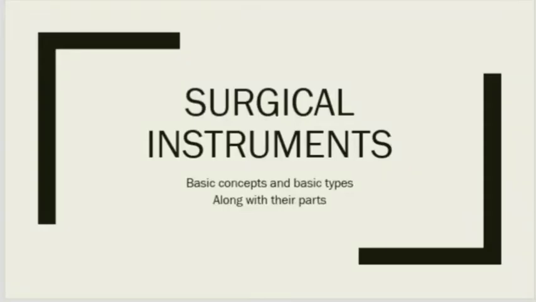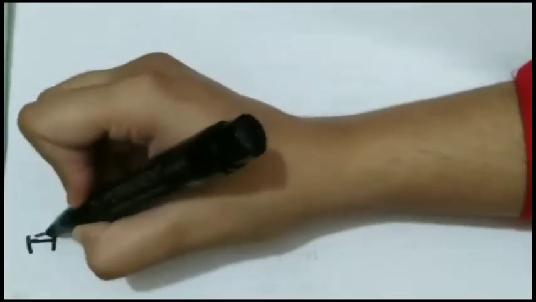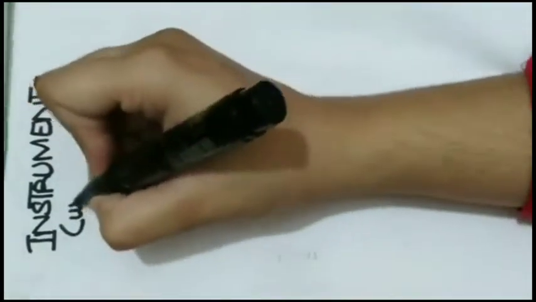Surgical instruments: the introduction, the basic concepts, basic types, along with the parts of those basic types of surgical instruments. We will start with the introduction of those surgical instruments. First of all, these instruments are classified depending upon their use in any operation. There are 5 major types according to their uses.